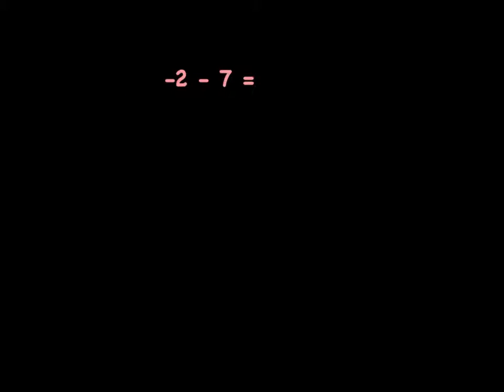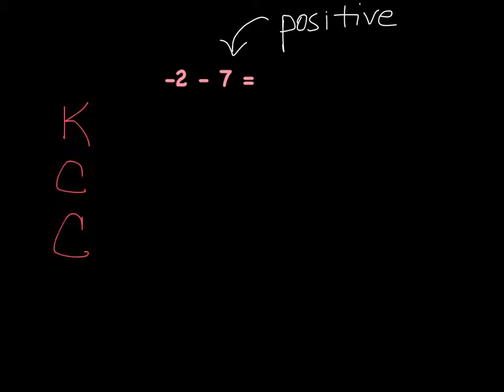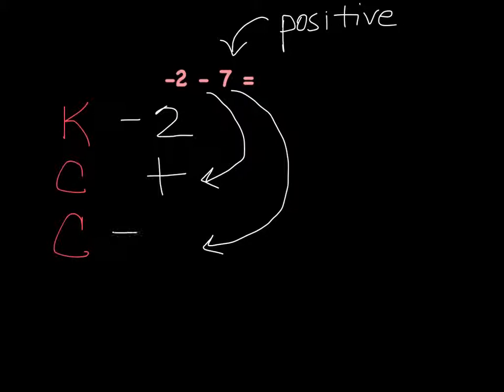Let's try negative 2 minus 7. The first thing I want you to understand is that 7 in this subtraction problem is a positive number. So let's go ahead and start with keep, change, change. I am going to keep the first addend, so I'm going to keep negative 2. I'm going to change my subtraction problem to an addition problem. And finally, I'm going to take my positive 7 and make that a negative 7.